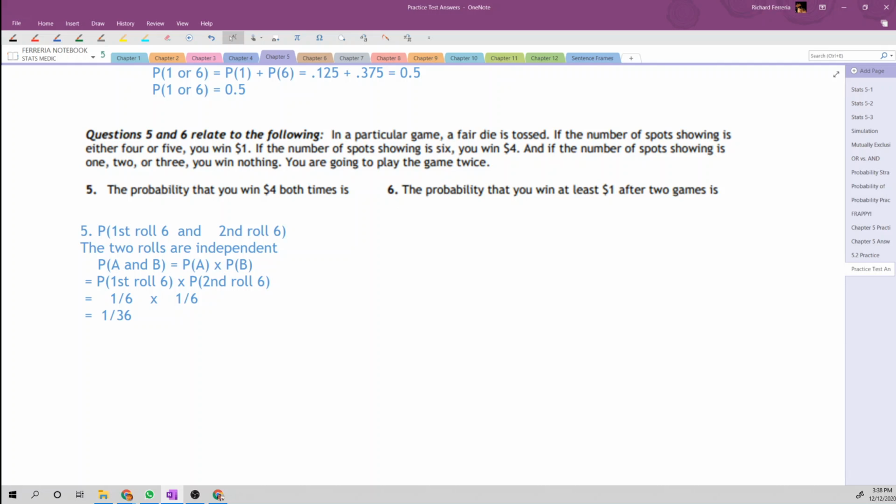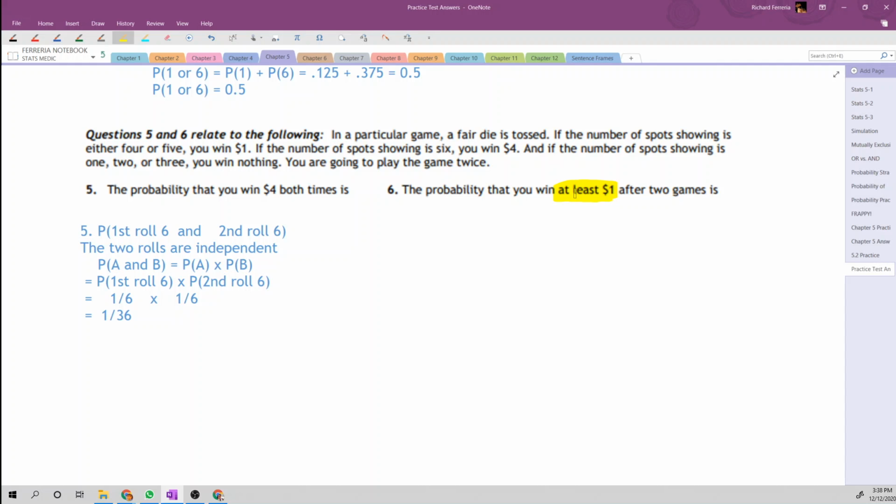For question 6, we need to look at this. Well, let's read it. The probability that you win at least $1 after 2 games is, and the phrase I'm going to highlight here is at least $1. Because whenever you see at least, we're probably going to use properties of complements in order to compute that.